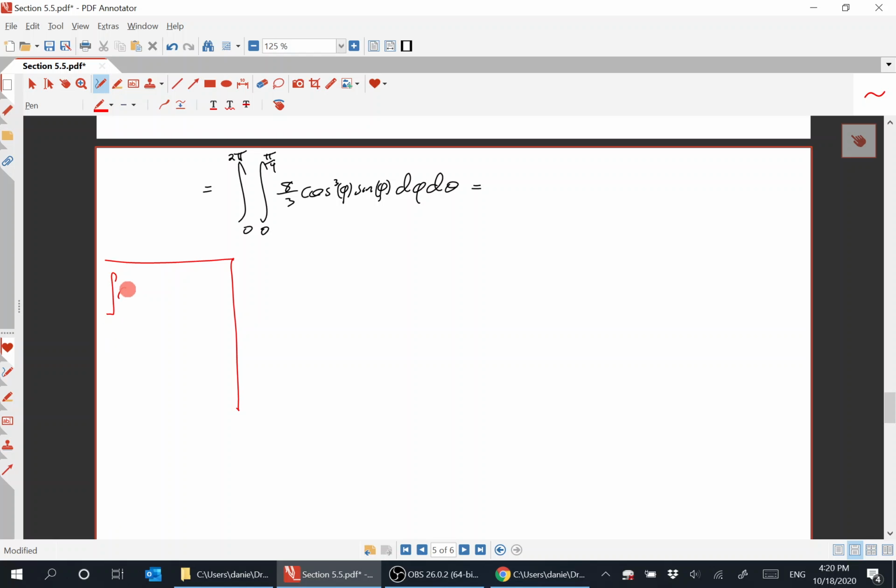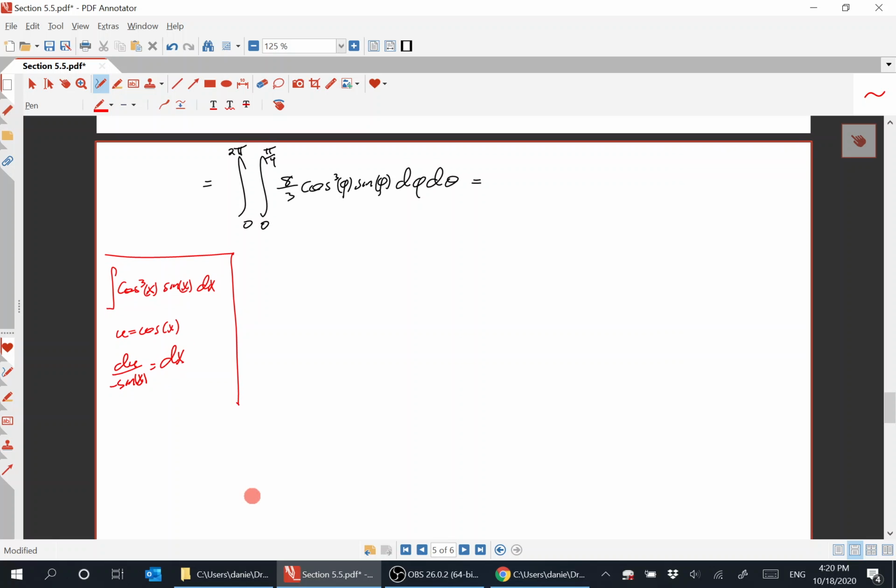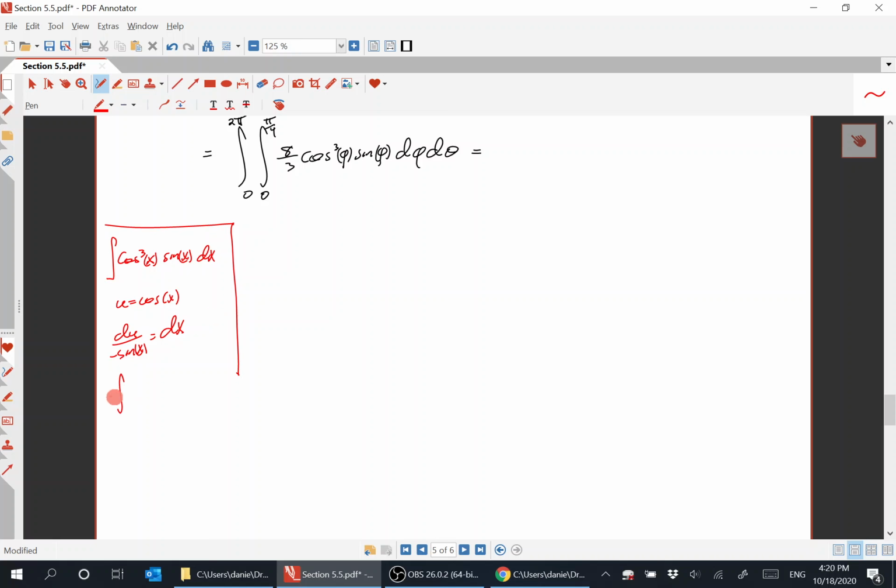Okay, so antiderivative of cosine to the third x sine x dx. All right, let u equal cosine x. So du over minus sine x is dx. So we've got antiderivative minus u to the third du. The sine x cancels, pull the minus 1 out front. So you got minus 1/4 cosine to the fourth x. And that is the antiderivative. So that's what we get here.